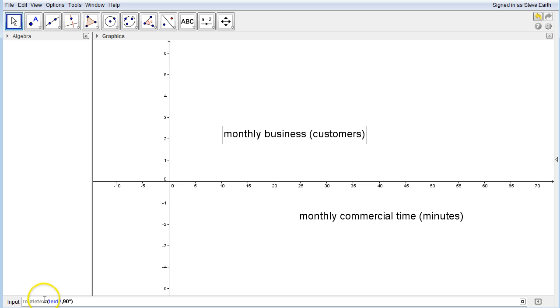So it's RotateText, parentheses, text2, because that's the label for this monthly business customers text, comma, 90 degrees, then you close the parentheses. It should automatically be closed, actually, because when you type the open parenthesis, it automatically adds the closed one. And then when you're done, push enter. Aha! There we go. It appeared right there.